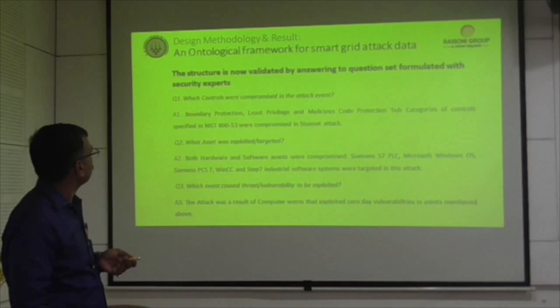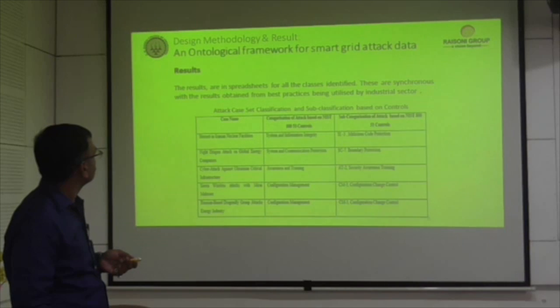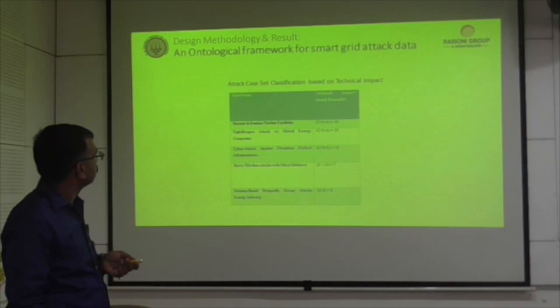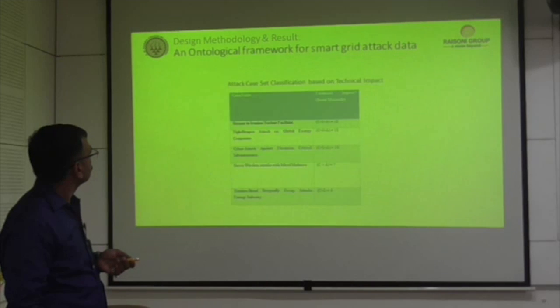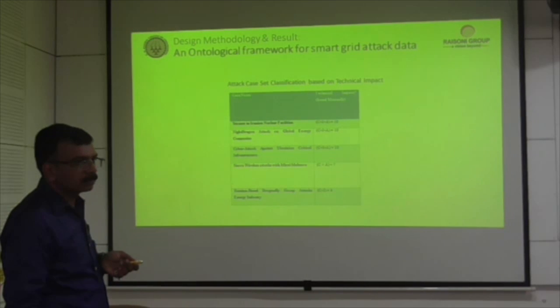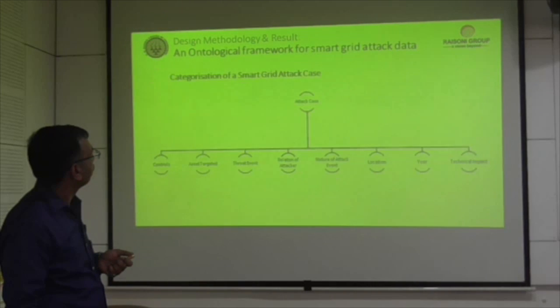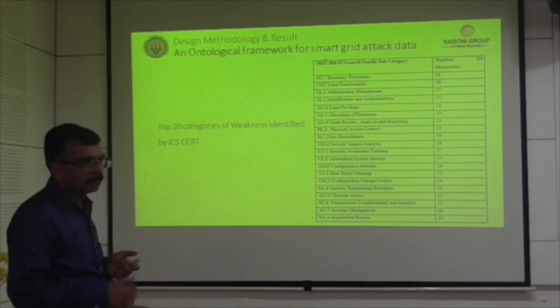These are the questions. After the question, one more slide. So top 20 categories of weaknesses identified by ICS CRT. Where is that slide? You had it there. Go ahead, this one. So why only top 20? And what role does it have?